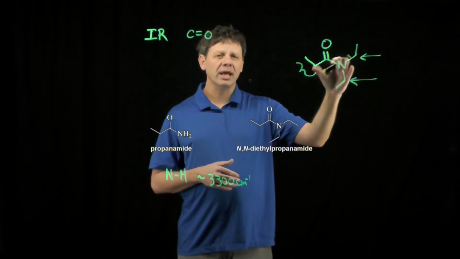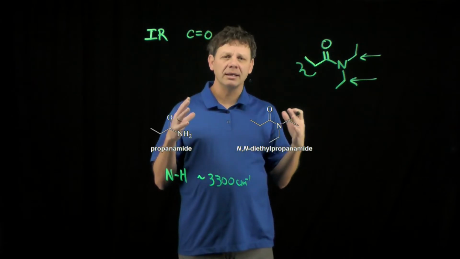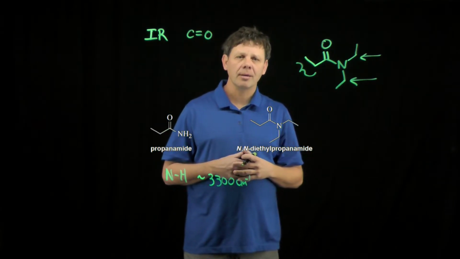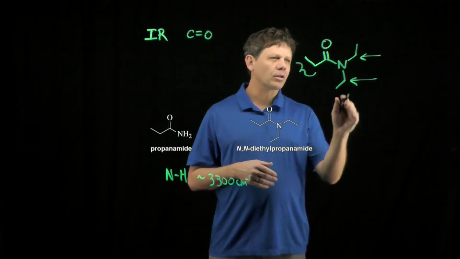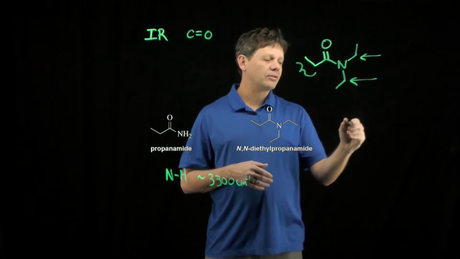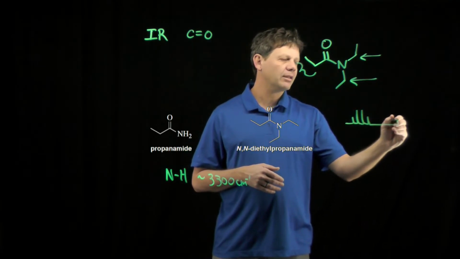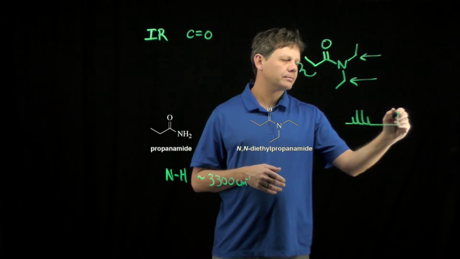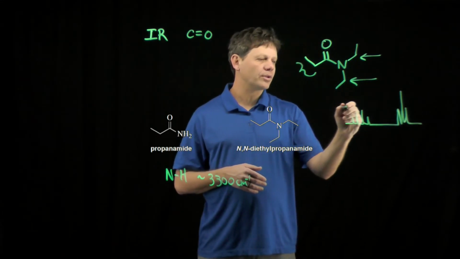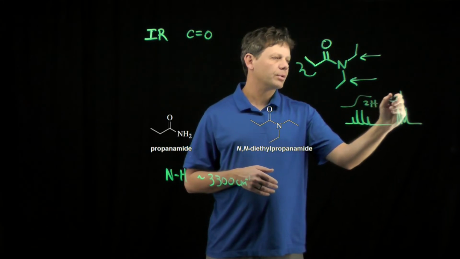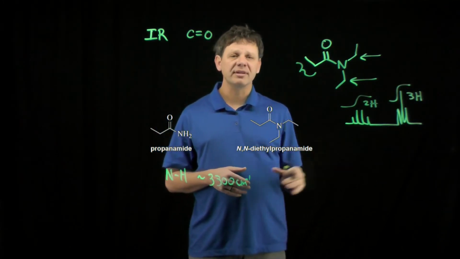Again, there's restricted rotation around the double bond, so each of these ethyl groups, depending on the resolution of the spectrometer, might show up as individual ethyl groups. What's that going to look like? We're going to see a 2-hydrogen quartet and a 3-hydrogen triplet, and possibly see that twice.